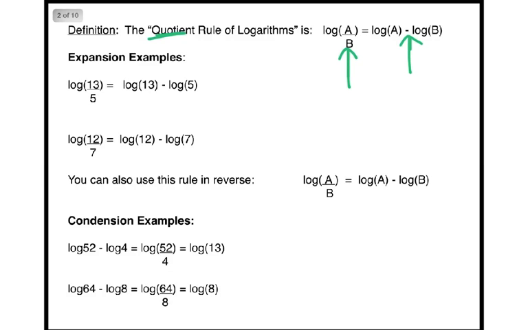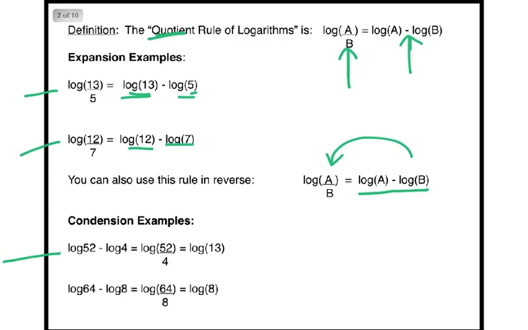Here are some examples. Log of 13 divided by 5 is actually log 13 minus log 5. Notice the numerator is first, and then you subtract the denominator. Here's another example. Log of 12 divided by 7 is really log 12 minus log 7. You can also use this rule in reverse: log a minus log b is equal to log of a divided by b.